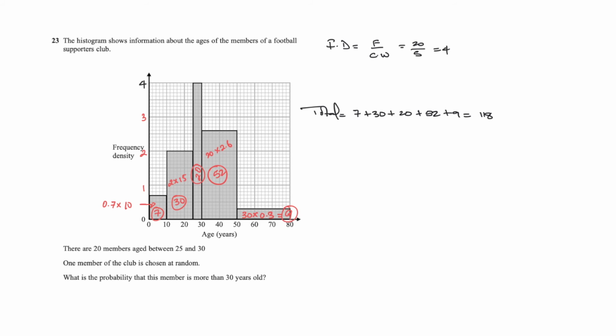And then finally, what is the probability that this random person that you have chosen is more than 30 years old? So I want the probability that the person I've chosen is greater than 30 years of age. Let's have a look and see what's going on. How many people have I got? I've got 52 people here that's older than 30, and then another 9. So that brings me to 61. So that means that there are 61 people out of 118 people who are older than 30 years of age.